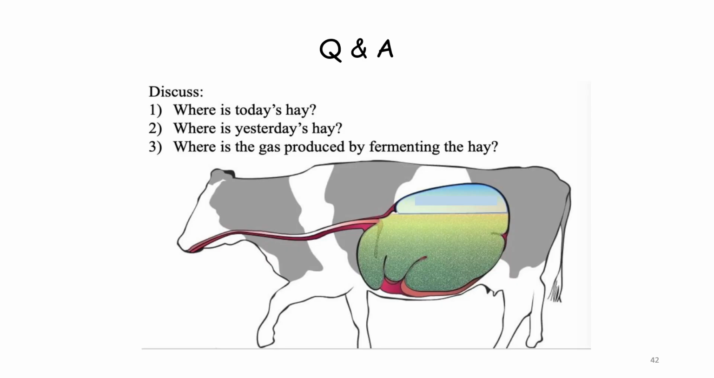You can ask yourself or your friend: where is today's hay? Is it here or here or here? Where is yesterday's hay? Is it here or here? And where is the gas produced from fermenting the hay? By taking the hay, they produce gas, right? So that gas usually stays where? Is it down or up here? You can discuss among your friends.